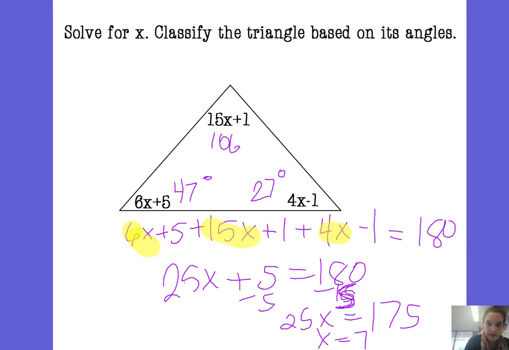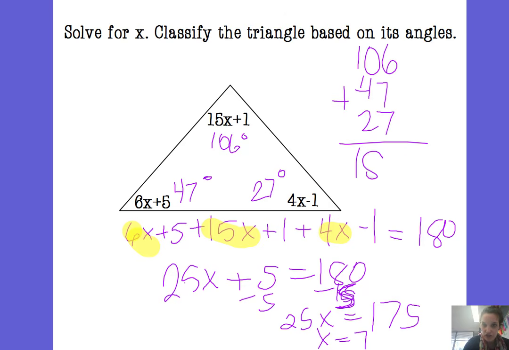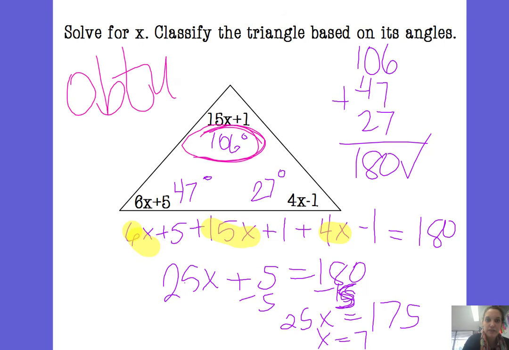And so I can double check and make sure I did this correctly. 106 plus 47 plus 27. If I add those up, it should add up to 180. 106 plus 47 plus 27 is indeed 180. Cha-ching! Did it right. And now I need to classify this triangle. Since 106 is an obtuse angle, this is an obtuse triangle. If I'm classifying it by its angles, since it has one obtuse angle, it's an obtuse triangle.